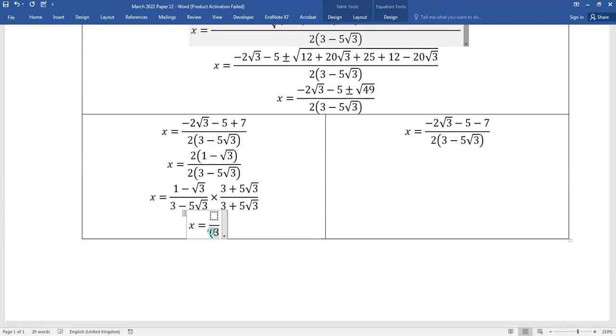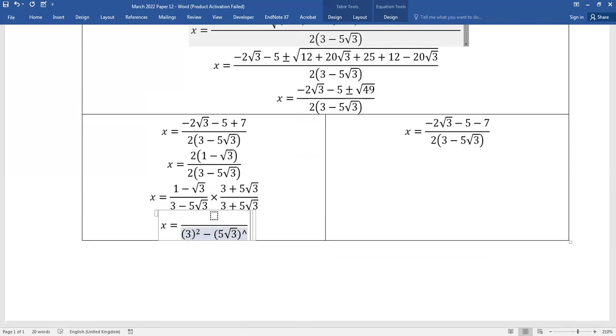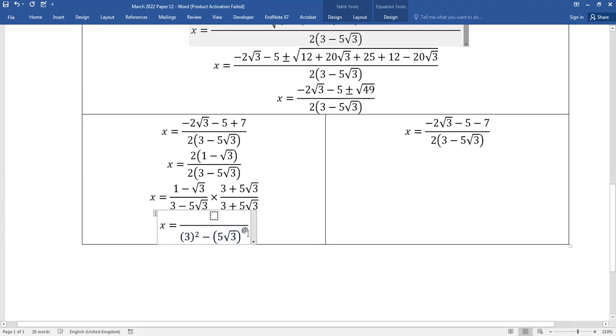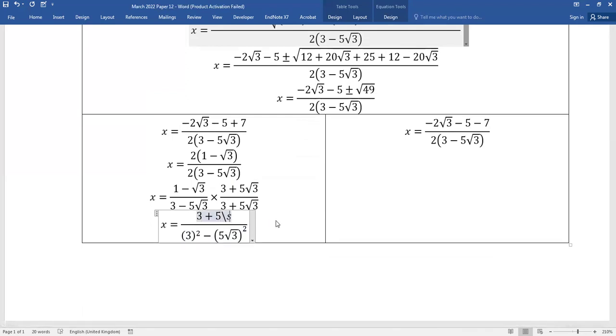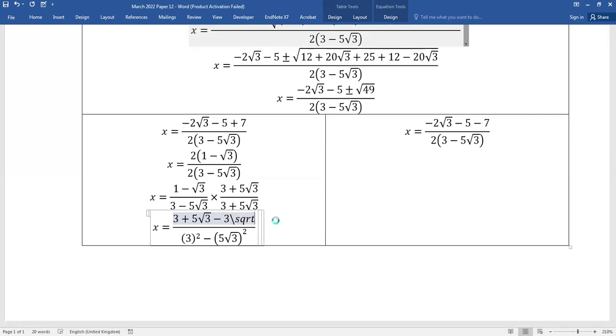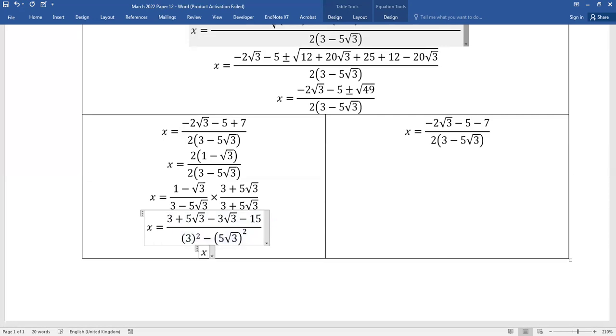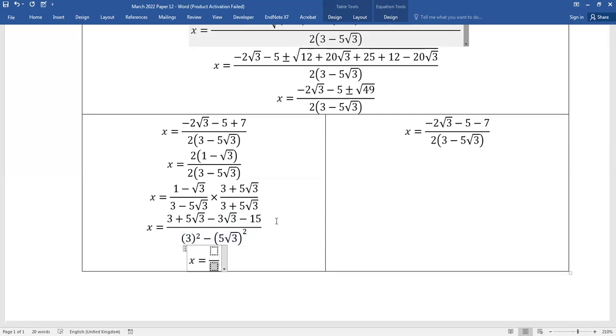A squared, 3 squared, minus 5 square root of 3 squared. Ye to numerator ऊपर करेंगे तो पहले 1 को लेट्स मल्टीप्लाई: 3 plus 5 root 3 minus 3 root 3, then minus 5 3s are 15. So what do you get in the denominator? 9 minus 25 3s are 75.